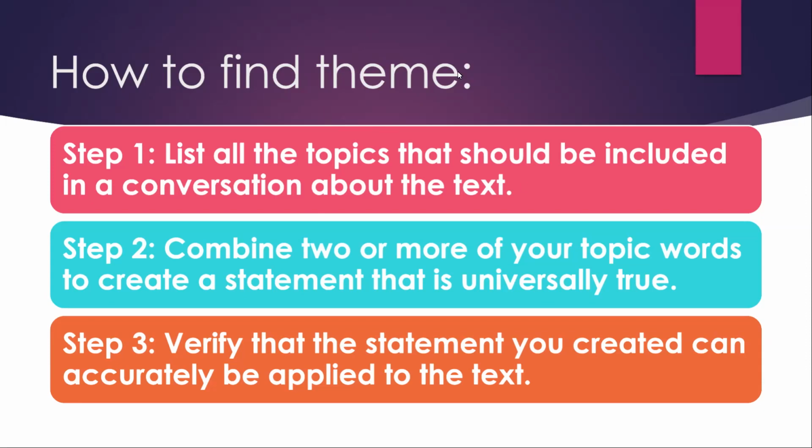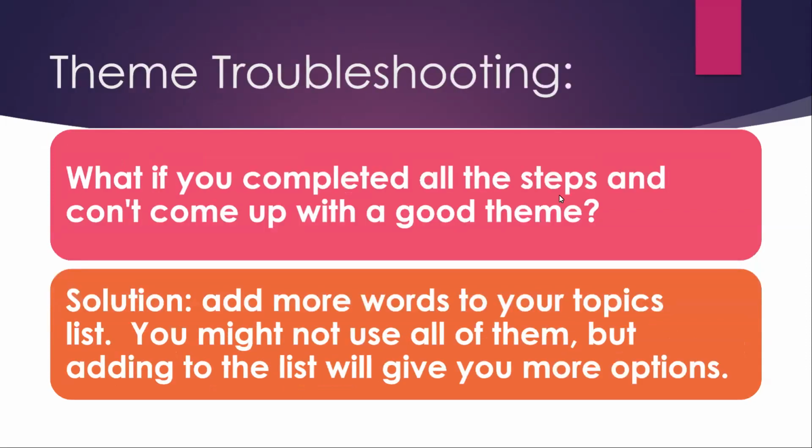So this theme recipe that I teach my students is a good way to differentiate the idea of a topic from the idea of an actual theme. A lot of students find trouble with their theme. They feel like they can't find an accurate theme statement. And here's what you can do if you really feel like you haven't found an accurate theme statement. If you've completed all the steps and you feel like you haven't come up with a good theme, just add more words to your topic list. Go back and add more words. Read over the text again, add more words, because even if you don't use all of the words in your topics list, adding to the list is going to give you options to create more complex statements.